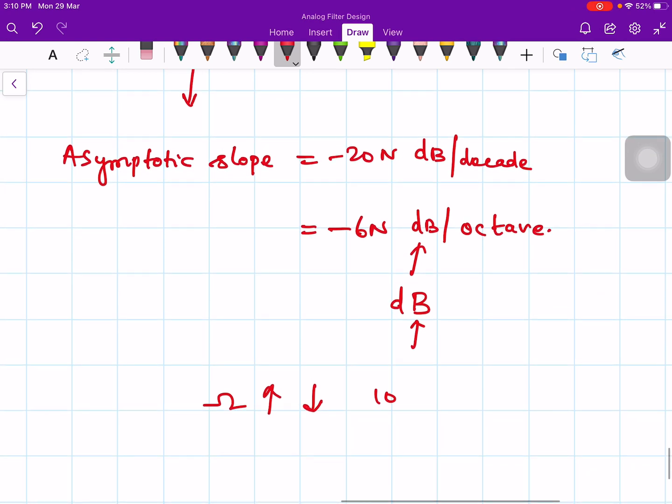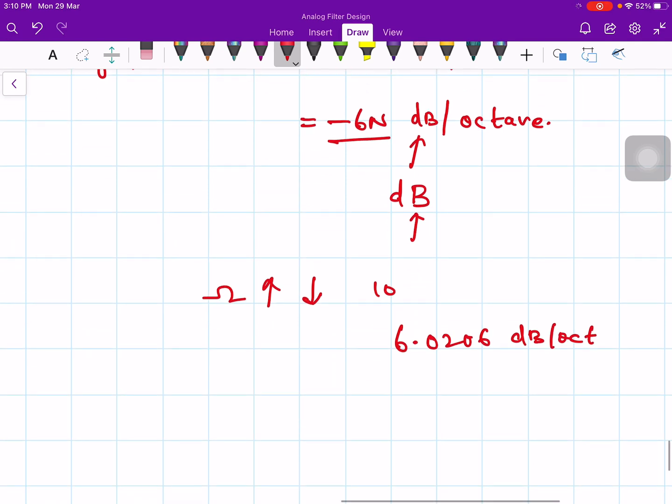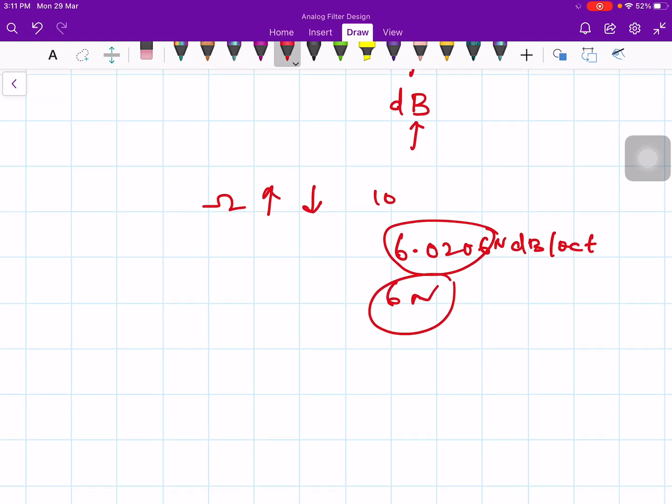Therefore, minus 20n dB per decade is approximately equal to minus 6n dB per octave. Actually, per octave it should have been 6.0206n dB, but for engineering purposes we take it as a round figure, 6n. So I said approximately equal to, but they are used interchangeably. It doesn't make much difference. Octave is doubling or halving the frequency. Suppose omega is equal to 2 times omega c, or omega is equal to 0.5 times omega c, then the attenuation or magnitude changes by 6n dB.